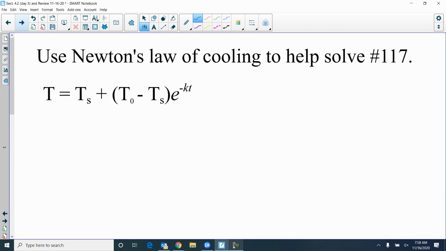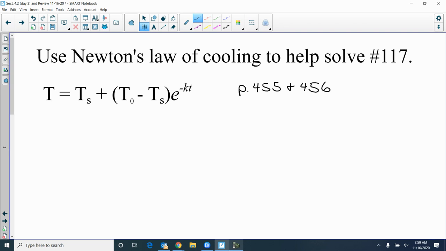Now, Newton's law of cooling. Now, there is a really big example on page, it kind of starts on 455, but the example's on 456. I'm going to do it just slightly different. But we're going to use Newton's law of cooling to solve 117. I will give you this formula. Do not worry about that. You don't have to memorize that.